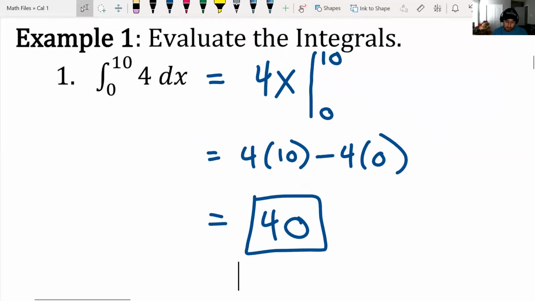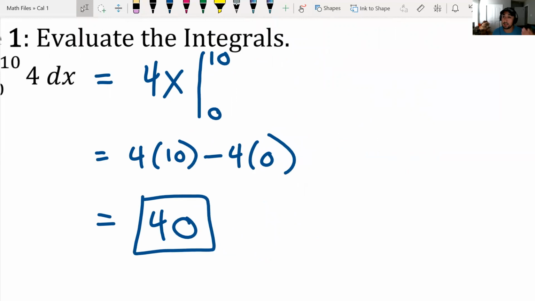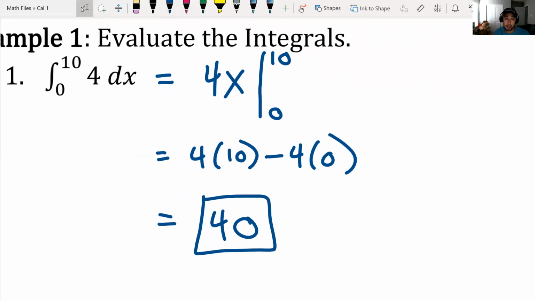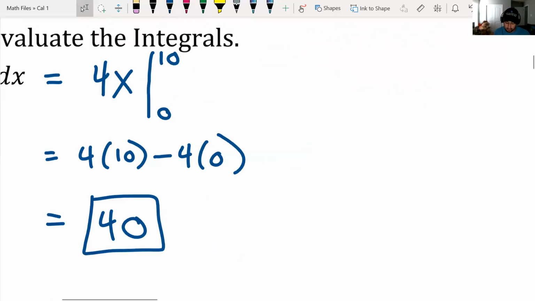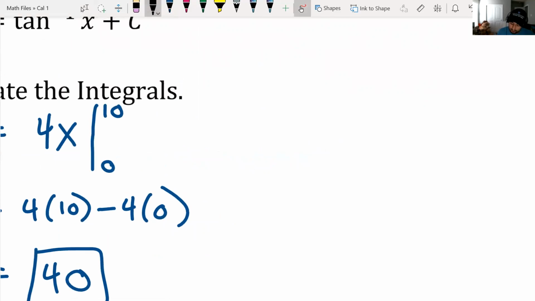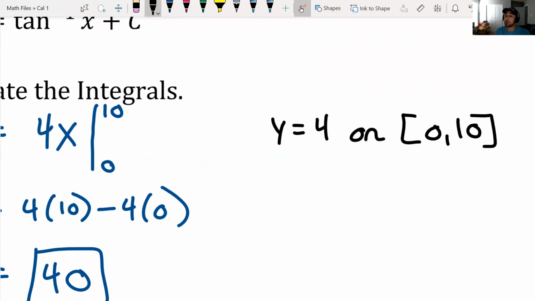Now, of course, you're probably wondering, what did we just find? What you have just found is the area underneath a given function on an interval, a given curve, a given line, whichever, on an interval. To show you what I'm talking about, we're going to look at the original function inside the integral, which is 4. So inside was y equals 4, on that interval 0 to 10.